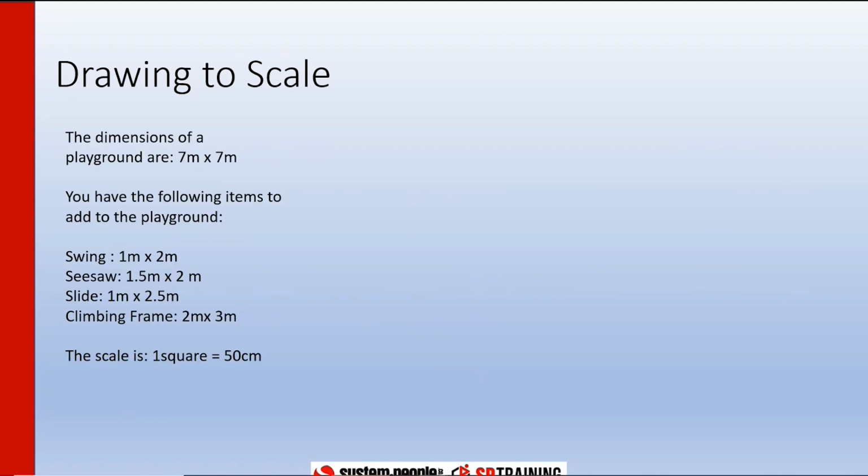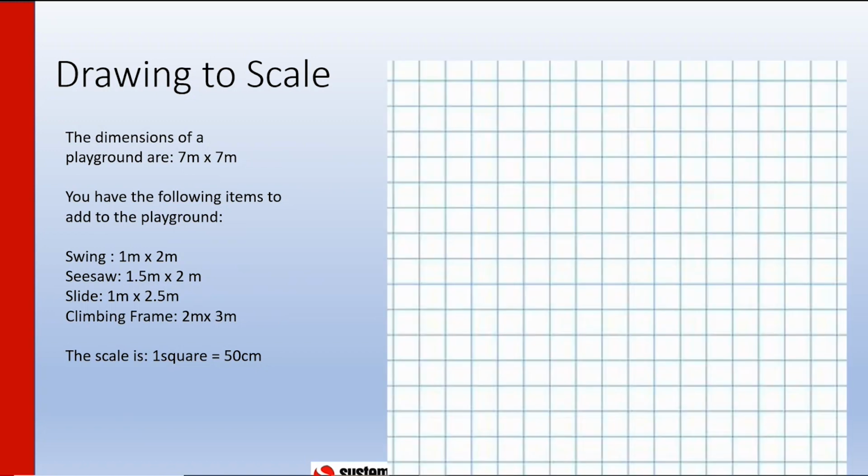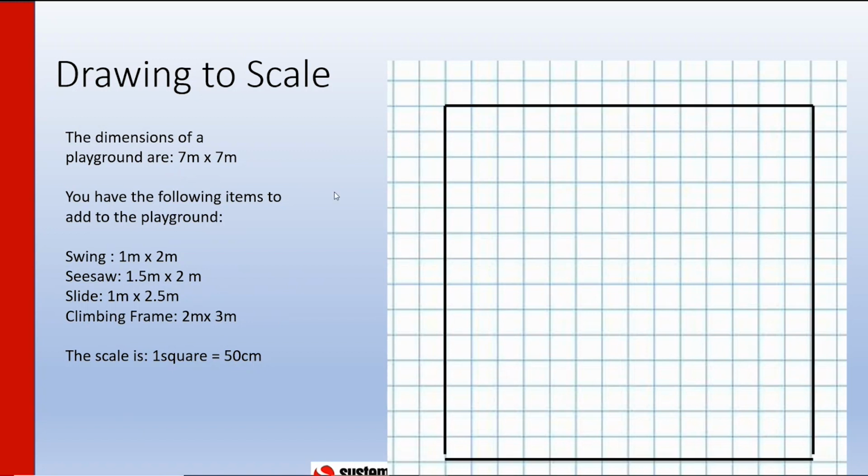The dimensions of a playground are 7 meters by 7 meters. You have the following items to add to a playground. You've got a swing, which is 1 meter by 2, a seesaw, which is 1.5 meters by 2, a slide 1.1 meter by 2.5 meters, and a climbing frame 2 meters by 3 meters. And the scale is 1 square equals 50 centimeters. So we've got to decide, if 1 square is 50 centimeters, how many squares am I going to use to make 7 meters? Well, there's 50 lots of centimeters into 1 meter, so it'll be 14 squares.